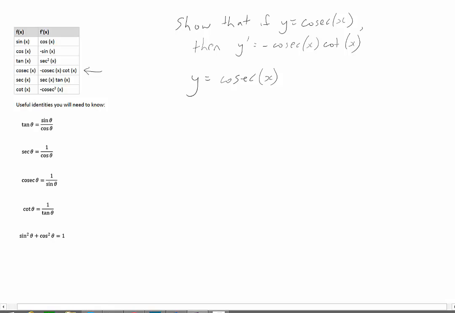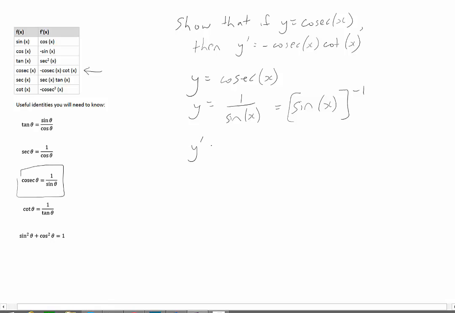Now sometimes you might find it useful to rewrite these. So we know that cosec x is actually the same as 1 over sine of x, and that comes from our identity over here on the left. Now 1 over sine of x is actually also the same as sine x to the power of negative 1. So now we've got our original statement in a slightly different form. And the good thing about this is we can now differentiate this using the chain rule.